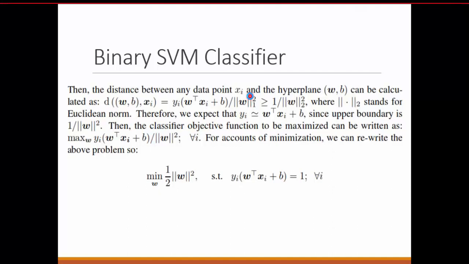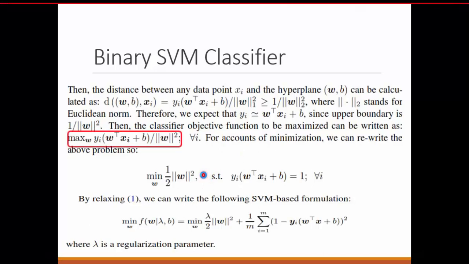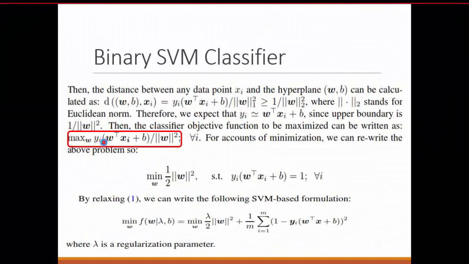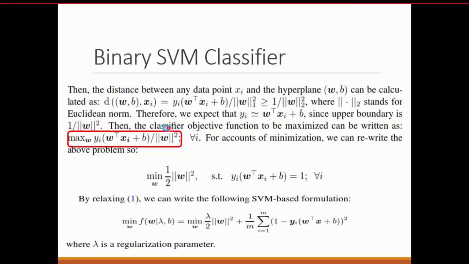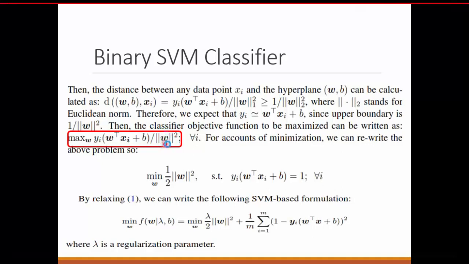Okay, now let's talk about the formulation of the binary SVM. Look at this here. We have to maximize the distance, and the distance can be calculated like this. This equation is the distance. Then we're maximizing the distance to maximize the margin. We're maximizing the distance between the data point and the decision boundary, regarding all the data points. And this is normalized regarding the norm, or the length, of the direction vector or weighting vector.